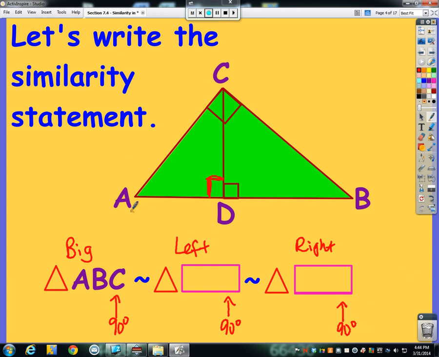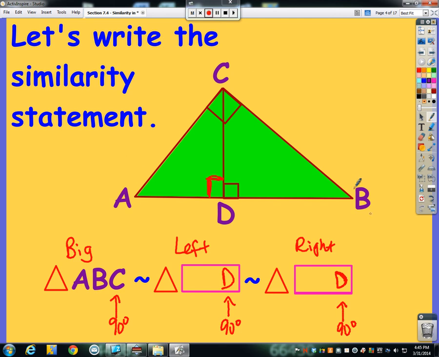Well, in the left triangle, in ACD, D is the 90-degree angle. So we know that's got to be a D. And in this triangle, hey, this D is also the 90-degree angle. So we've gotten the 90-degree taken care of. But now, how do the others go? Here's where we want to do what we did earlier.